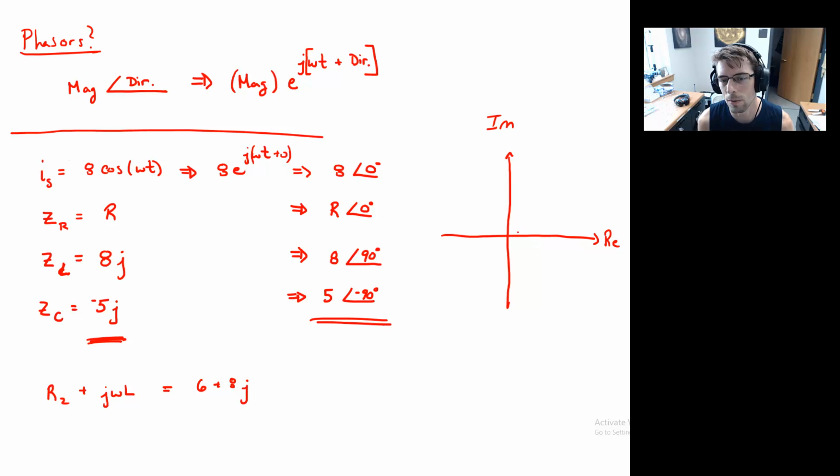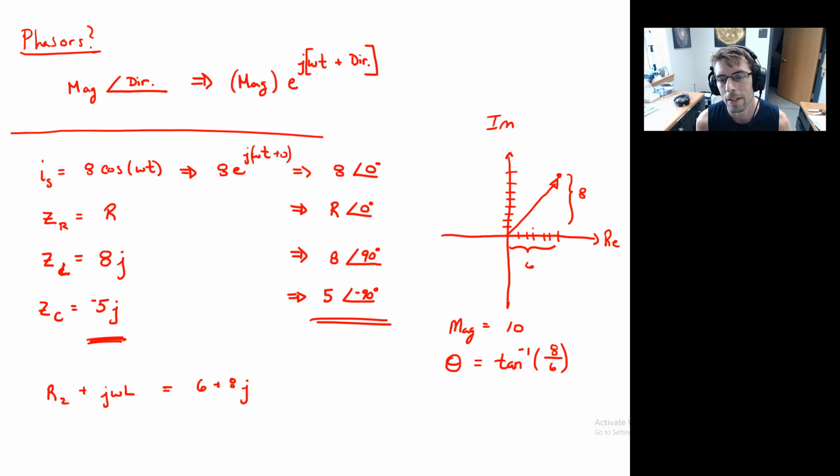So it's 6 in the real direction, 1, 2, 3, 4, 5, 6, and it's 8 in the imaginary, 1, 2, 3, 4, 5, 6, 7, 8. And so we have a location in space that is 6 in the real direction and 8 in the imaginary. Again, we find the magnitude by taking the square root of 6 squared plus 8 squared. That's the length of our arrow, so the magnitude is going to be 10. And the angle is simply the inverse tangent of the imaginary component divided by the real.